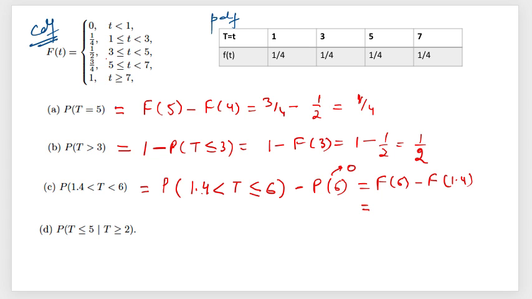So we will see what F of 6 is. 6 lies between 5 and 7, so it will be 3 by 4, minus F of 1.4. 1.4 is in the second interval, and the CDF is given as 1 by 4. So when we calculate, we can write this is half. Right? Now in this case, the third one, what do we need?